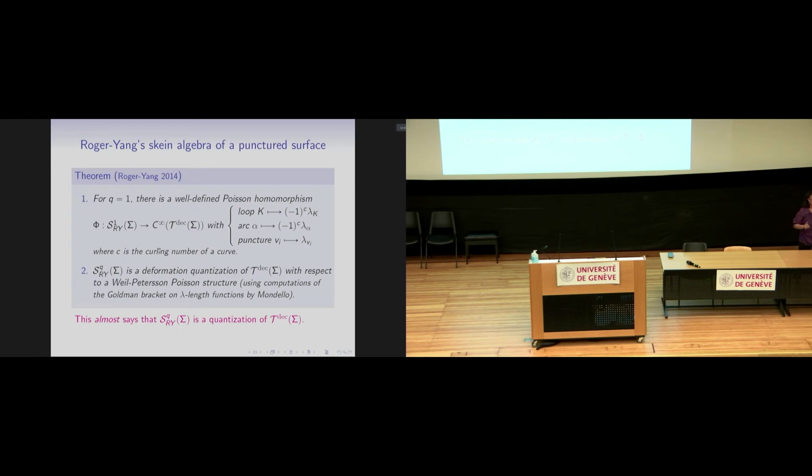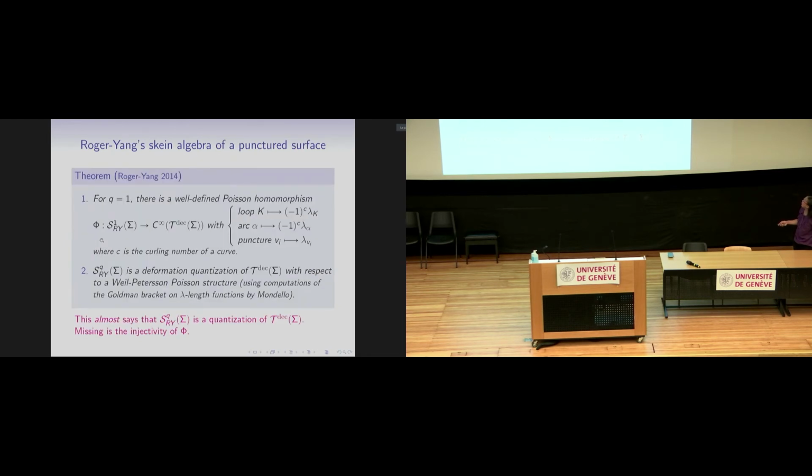And actually, it almost says that this generalization, this Roger-Yang Skein algebra, is a quantization of the decorated Teichmuller space. And in fact, I've given many talks where I did say this, and then Tian came up to me and said, not quite. So there's something missing in this picture that says that I can't quite say this yet, that it's a quantization. And what's missing is the injectivity of this lambda length map here that sends every curve to some version of its lambda length.